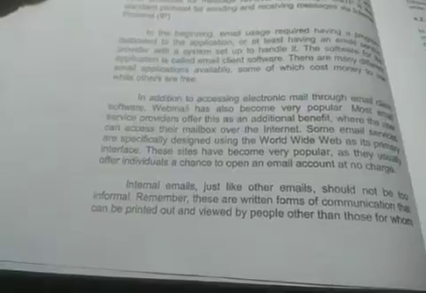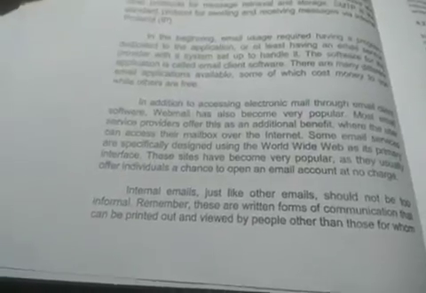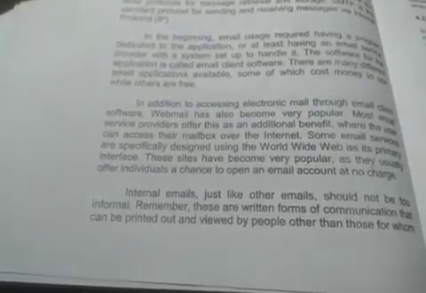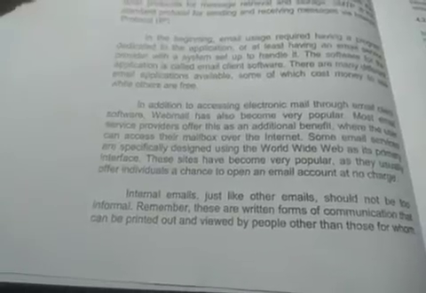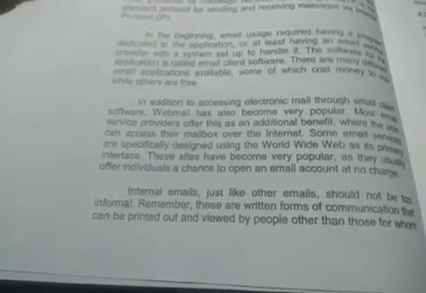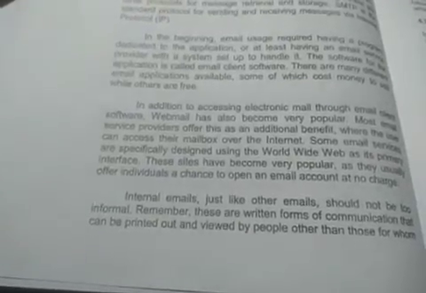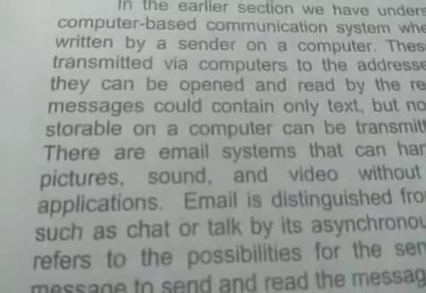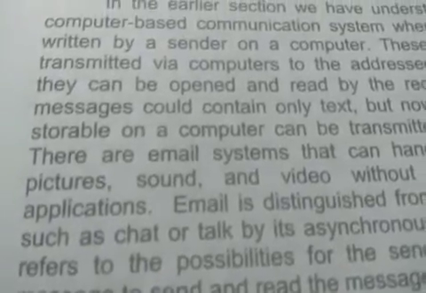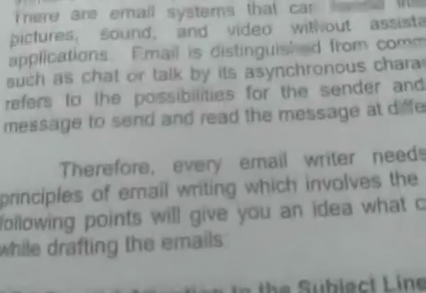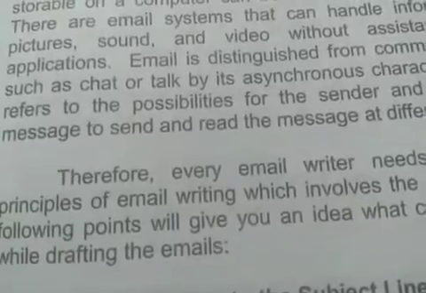Internal emails, just like other emails, should not be too informal. Remember, these are written forms of communication that can be printed out and viewed by people other than those for whom they were originally intended. Always use your spell checker and avoid slang.